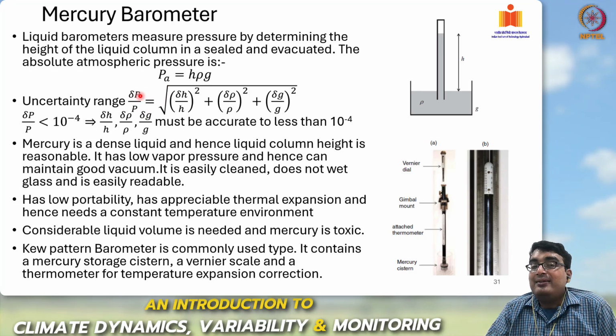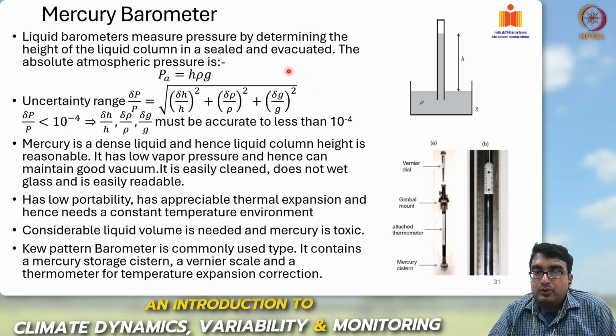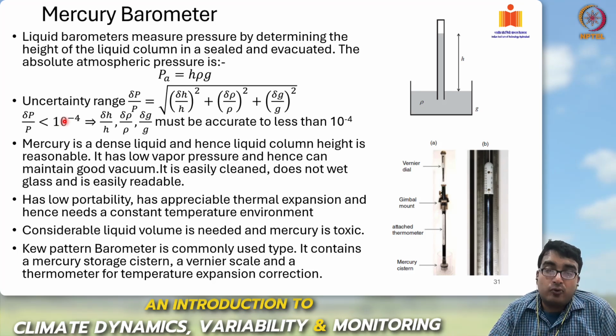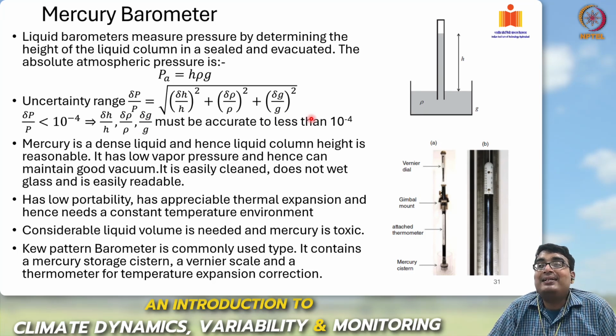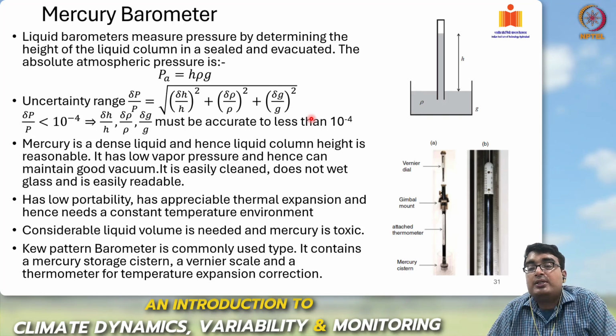Then the uncertainty range of pressure measured this way, del P by P, the relative accuracy, is the square root of the sum of the squares. So it's a root mean square of the relative error on height, density and gravitational constant. And remember, del P by P has to be less than 10 to the power minus 4. So del H by H, del rho by rho and del g by g also have to be accurate to less than 10 to the power minus 4 to get the desired level of accuracy, which is quite challenging.